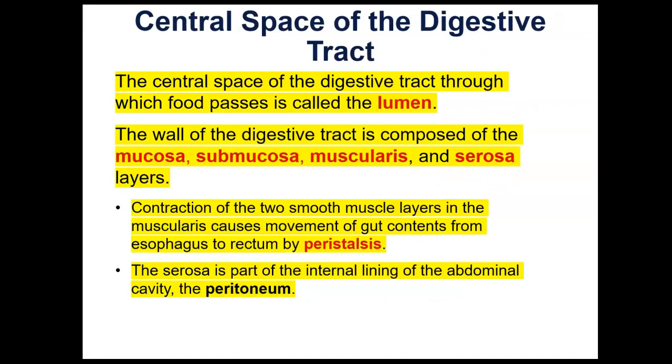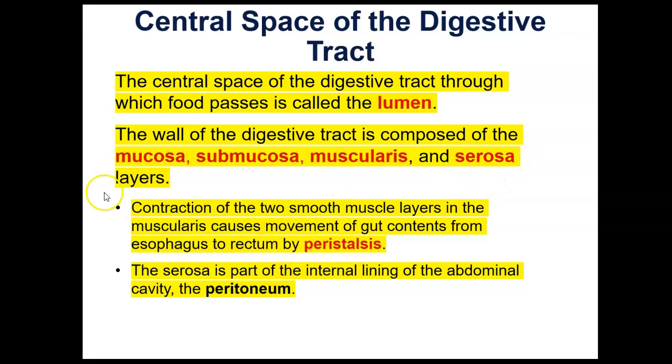A few notes on the digestive tract. The central space of the digestive tract, as I told you before, is called the lumen. The four layers of the digestive tract wall are called the mucosa, and this is starting with the layer that is closest to the lumen. So the mucosa lines the lumen, and then the submucosa, muscularis, and serosa is the most external layer.